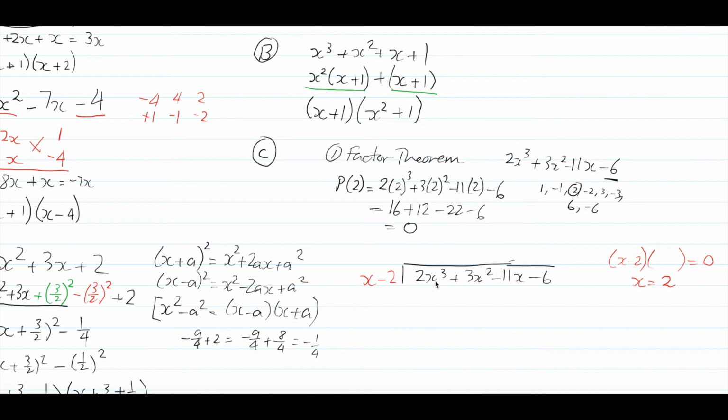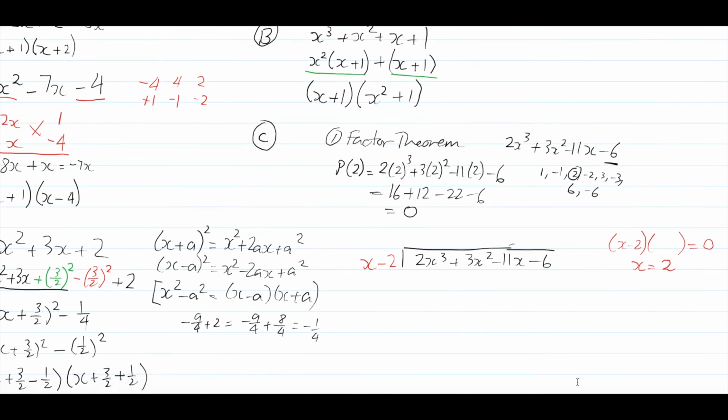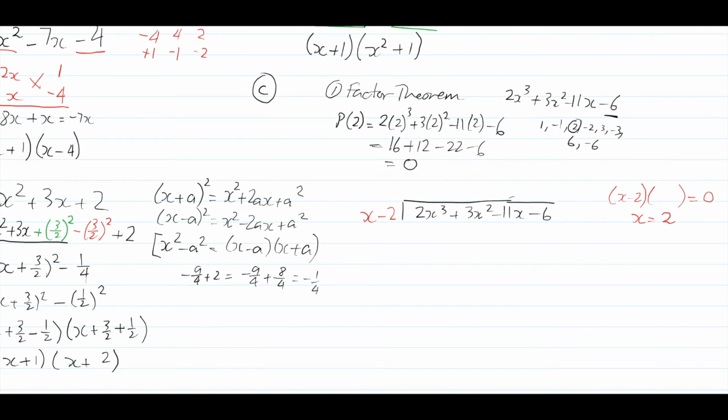All right, so now we do our long division, and guys, with long division, you need to take it slow, one step at a time. So we need to get rid of 2x cubed, right? That's the first term we want to get rid of. Now, what do we multiply this factor by to get rid of 2x cubed?